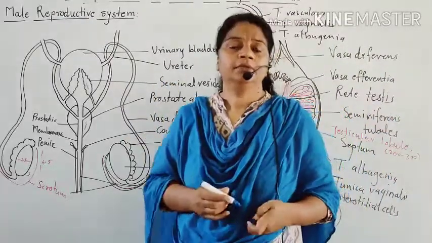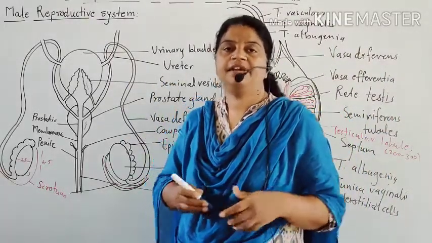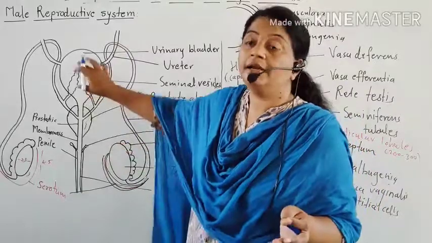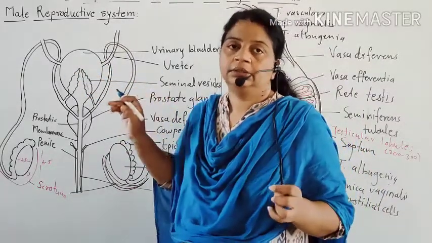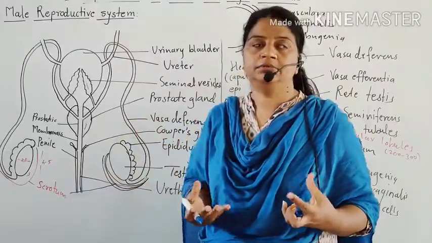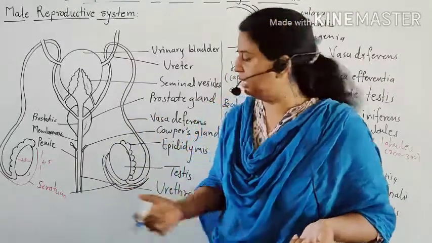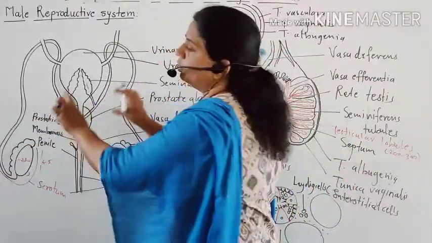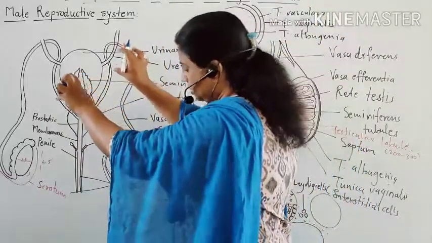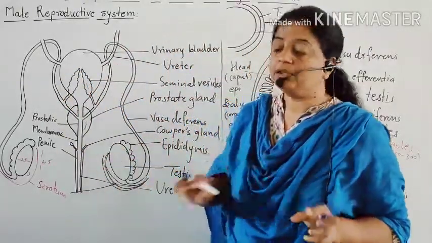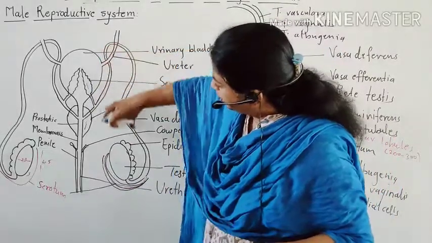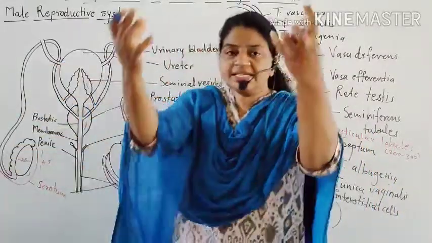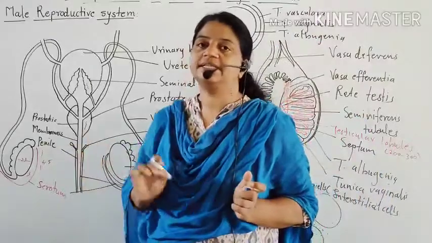In the earlier fetal stage, when it is in the mother's uterus, these two testes develop in the abdomen. Before birth, at about 7 months of pregnancy, they descend into the scrotal sac. They develop on two sides of the urethra in the abdomen, and they descend into the scrotal sac through the inguinal canal.